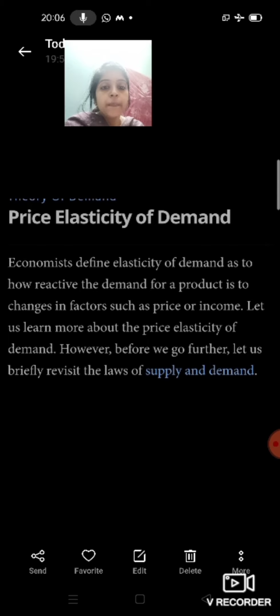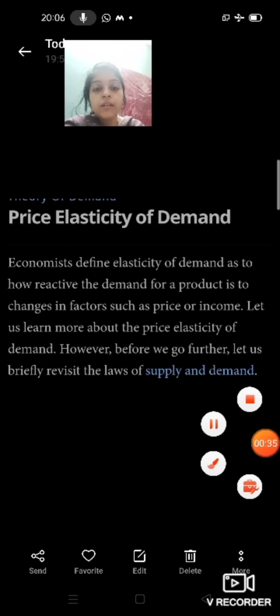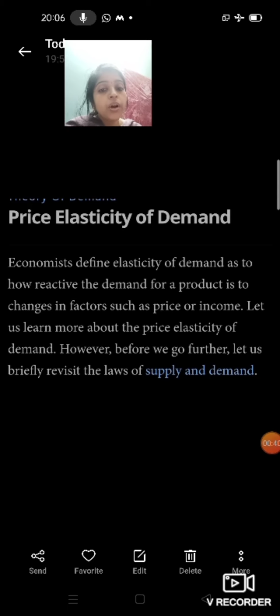Price elasticity of demand. Economics defines elasticity of demand as how reactive the demand for a product is to change in a factor such as price or income. Let us learn more about the price elasticity of demand.